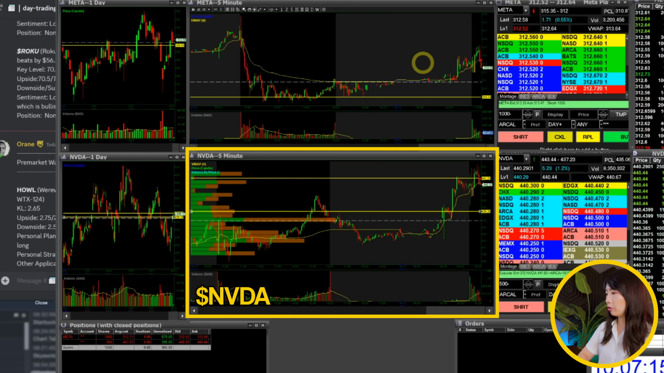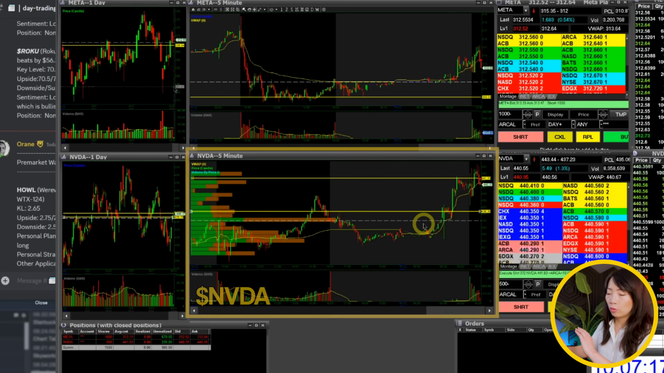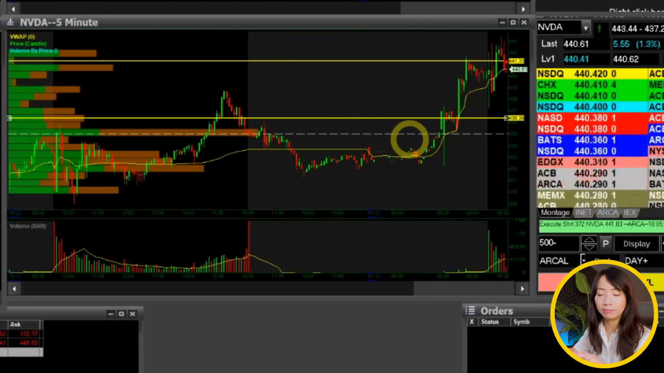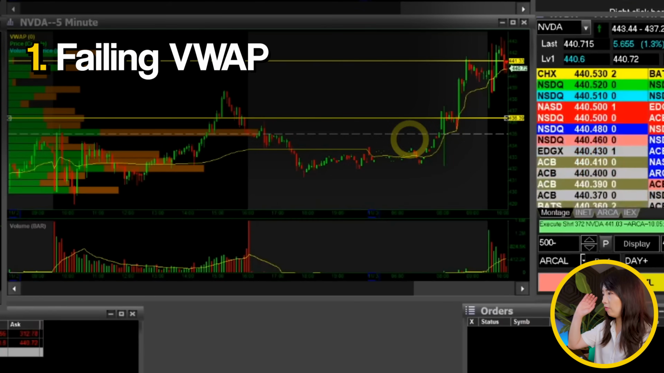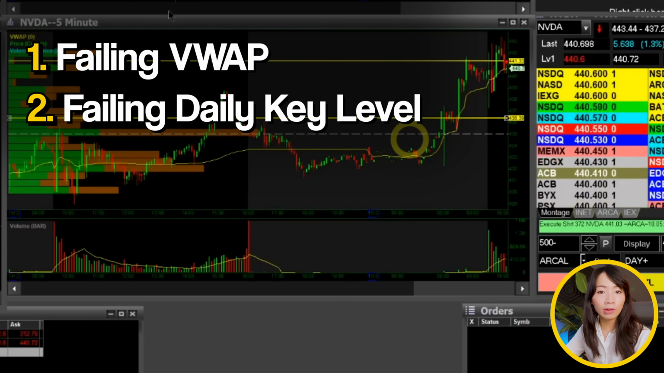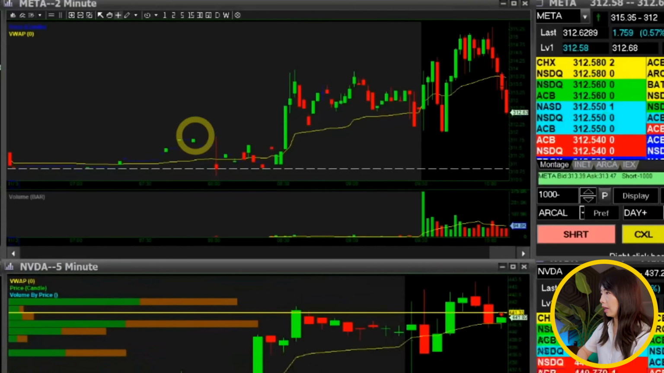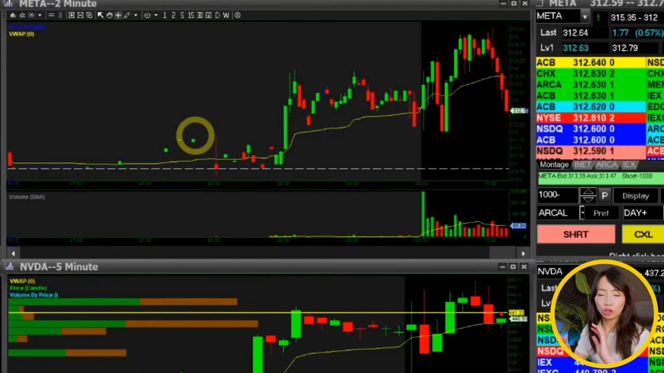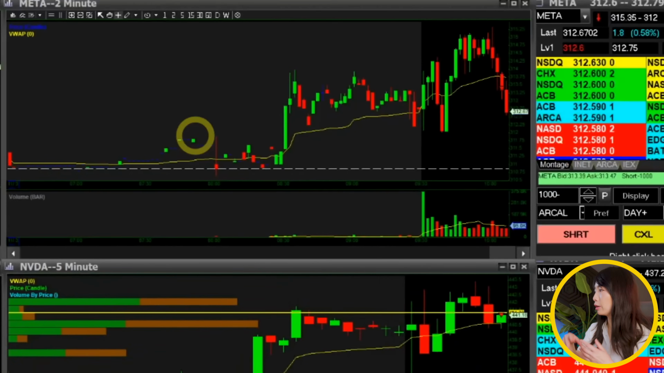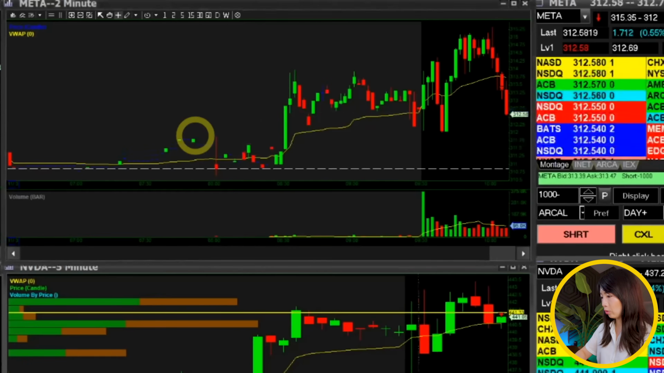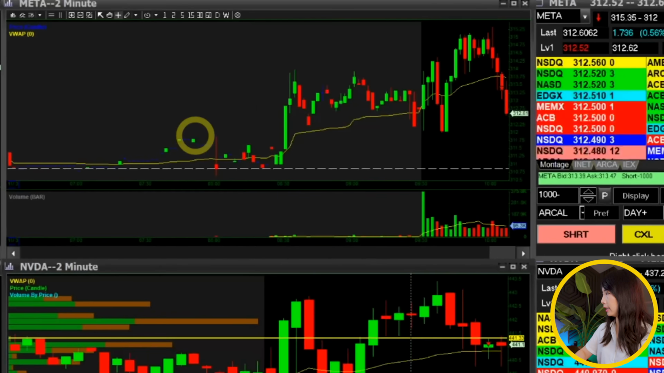On NVIDIA as well, you can see on the bottom chart here that we haven't talked about it, but it's the exact same strategy. Failing VWAP, failing daily key level, and I went short. I like to look at both 5-minute and 2-minute to gauge whether I'm correct on my thesis. You can see right now it's working nicely already on Meta.